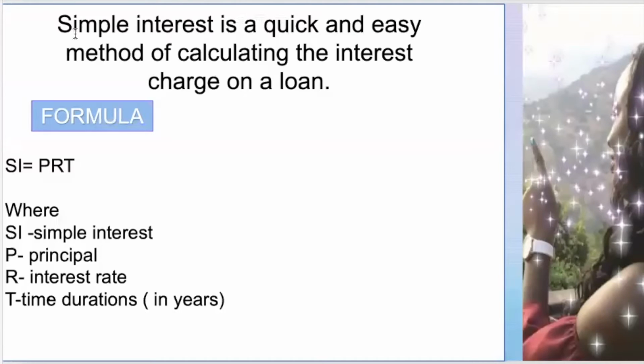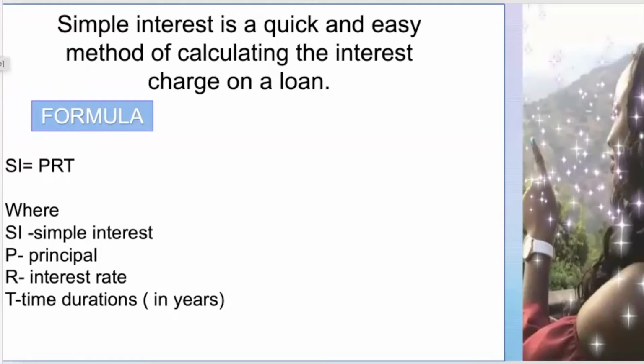Simple interest is the interest calculated on the principal, the portion of a loan, or the original contribution to a savings account. It's a quick and easy way to calculate the interest charge on a loan. Simple interest is SI, P is principal, R is interest rate, and T is duration in terms of years. So simple interest is equal to P times R times T, where P is the principal, R is the rate, and T is the time.